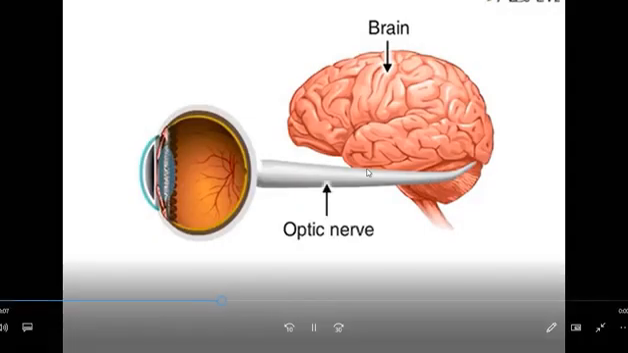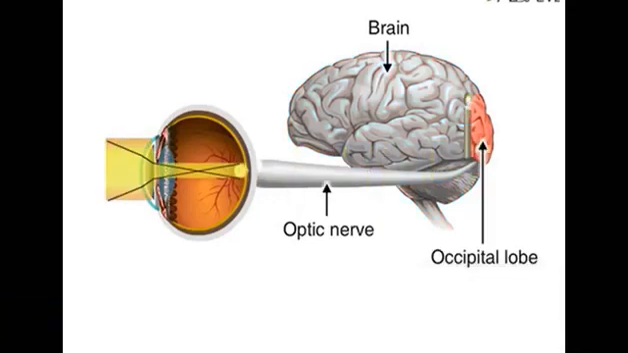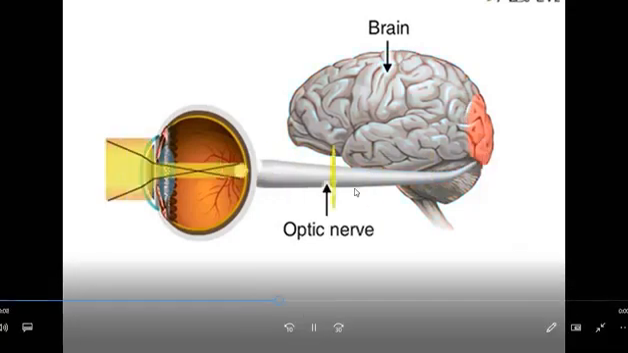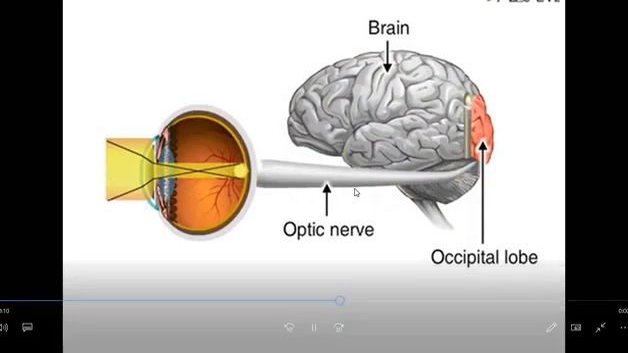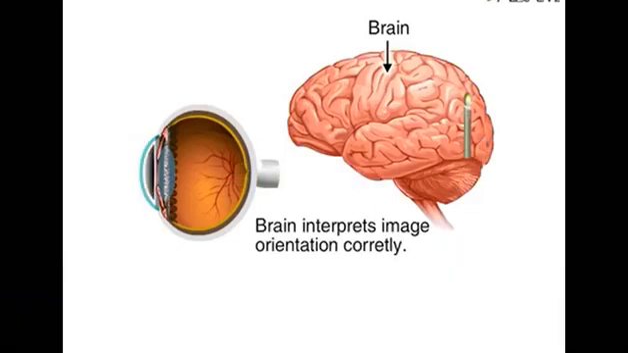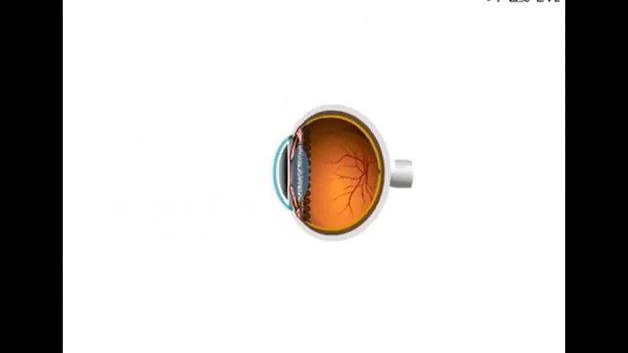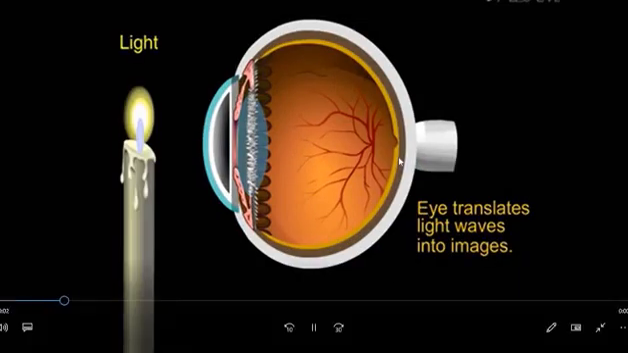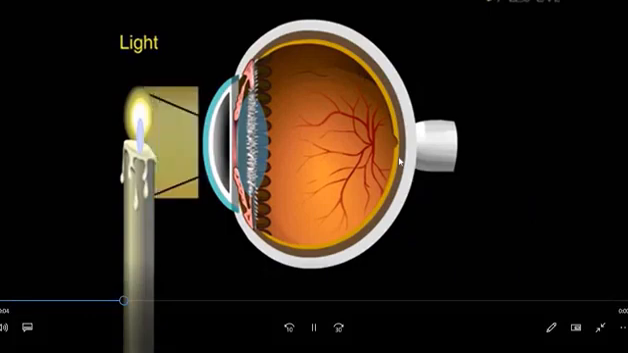The message from the eye to the brain will be sent by the nerve called the optic nerve. The optic nerve will receive the message from the eye and transfer it to the brain. And in the brain, the cerebrum region will interpret the image as the original image. So this is how image formation in the human eye takes place.